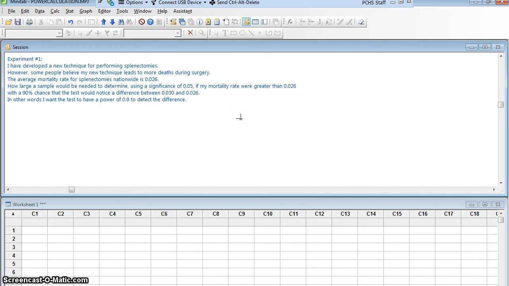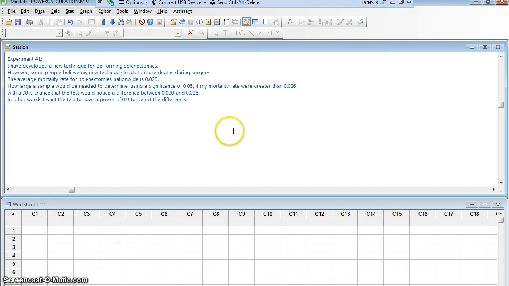Let me explain power again a little bit. Remember, power is your probability of detecting, or of avoiding a type 2 error. If there really is a difference between the two, what is your chance of detecting it? Well, it depends on how far apart the difference is. So you have to say what difference you're talking about. And here I'm talking about a difference between 0.030 and 0.026. And I want to have a 90% chance of detecting a difference, assuming it's that large or larger.